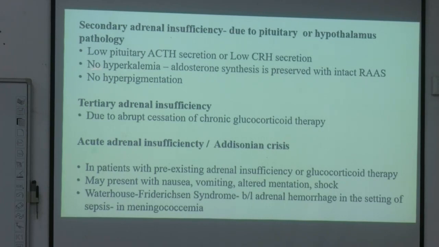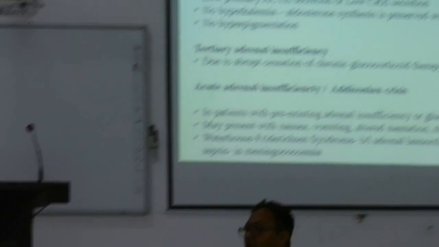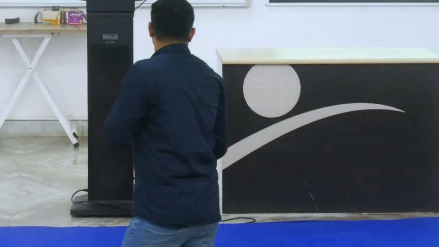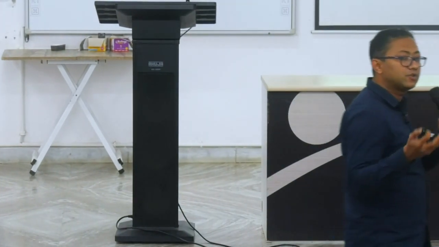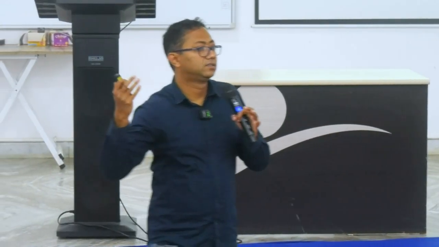Secondary adrenal insufficiency: low pituitary ACTH secretion or low corticotrophin releasing hormone secretion. Okay, ACTH is coming less from the pituitary, or CRH is coming less from the hypothalamus, right? So what will happen here? There will be no hyperkalemia, because aldosterone synthesis is normal, right? Aldosterone synthesis doesn't depend on what is above, it doesn't depend on ACTH, right?